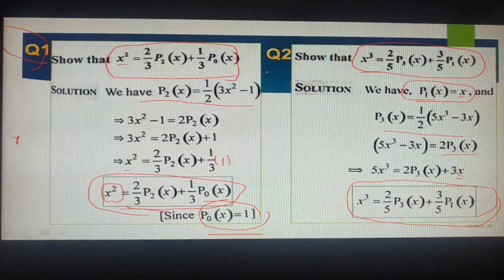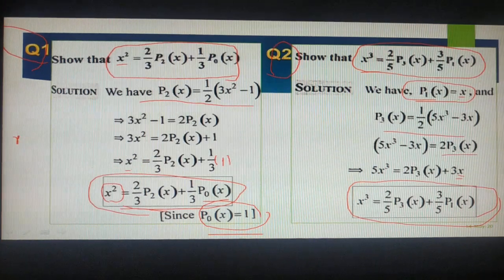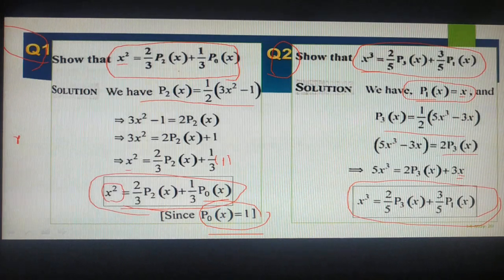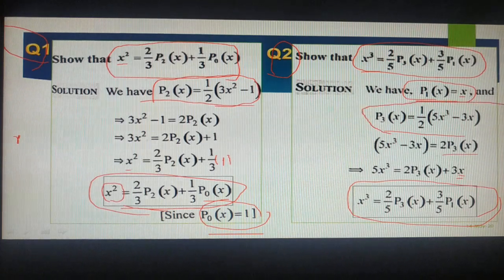I think you always have to do these two problems. Questions 1 and 2 are very, very important. P1 of x equals x and 1 equals P0 of x you can remember directly. But when it goes to x square and x cube, remembering may be difficult for you. If you have already memorized P2 of x and P3 of x, from that we are able to write x square and x cube in terms of Legendre polynomials. That will help us while solving the problems.